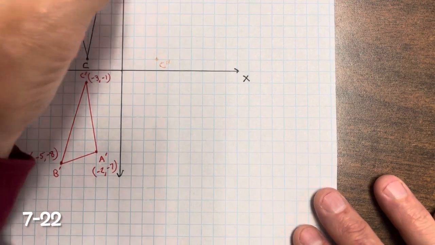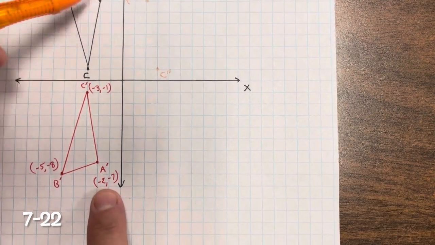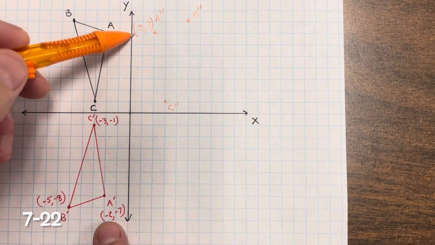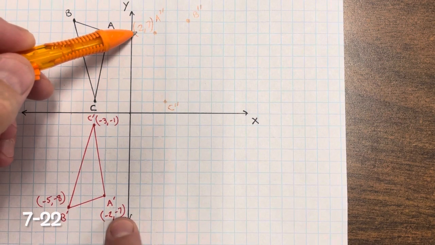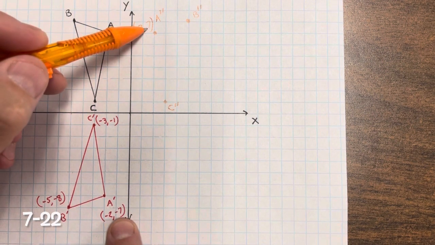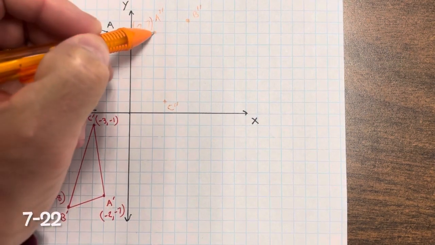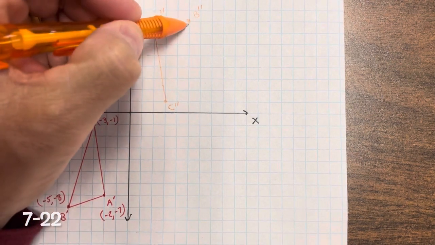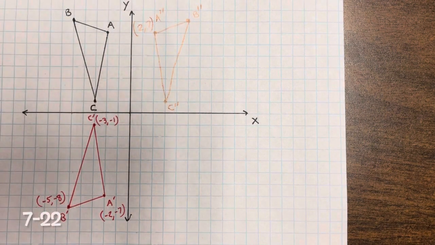And if you look at the coordinates, when you do a 180 degree rotation, the coordinates are just the opposite. Opposite of a negative 2 is positive 2. Opposite of a negative 7, positive 7. And so you're just doing the opposite coordinates when you do a 180 degree rotation. And there's my rotated image, 180 degrees.